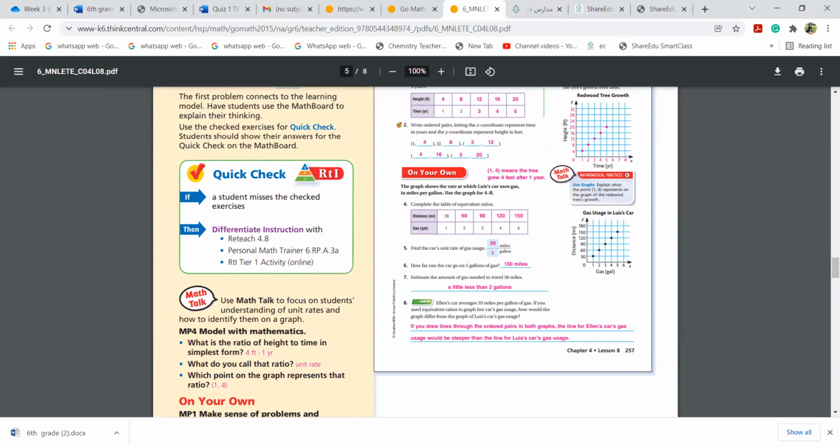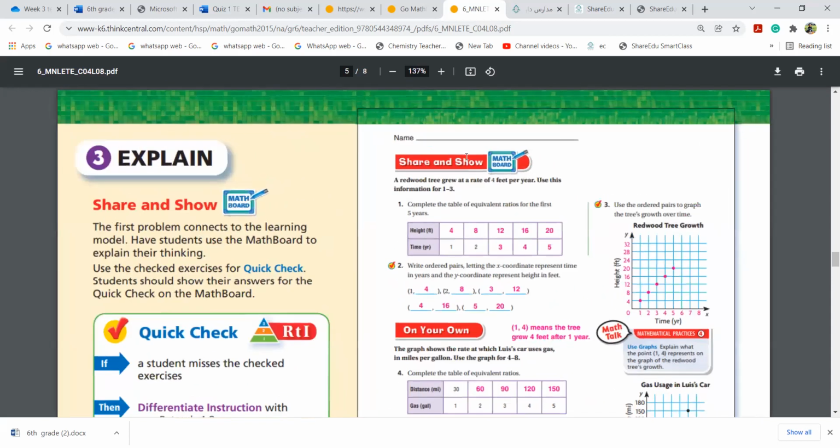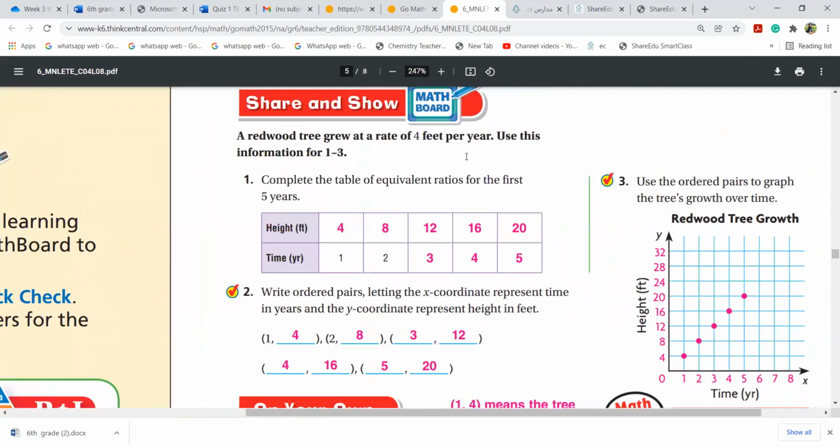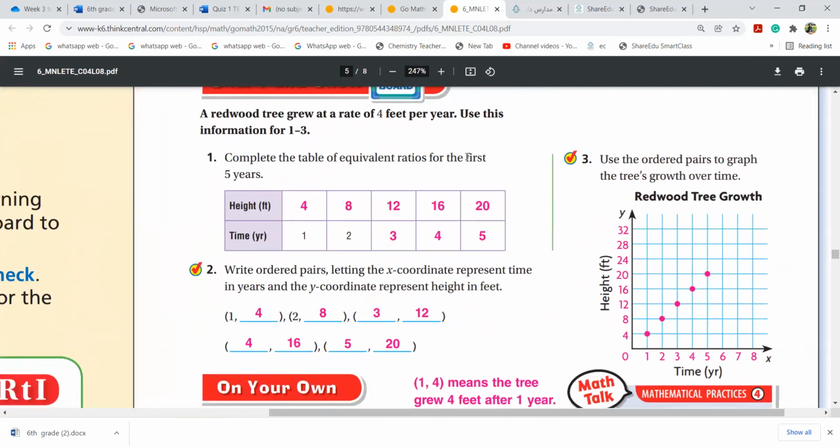Page 257, please. Everyone, come to this page. See, what did they say to you in the question? Please, everyone, I don't have time to ask you again whether you understood or not.